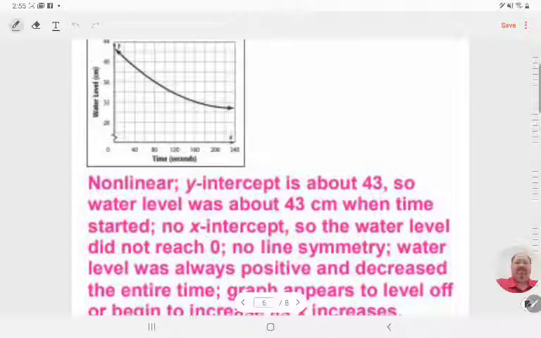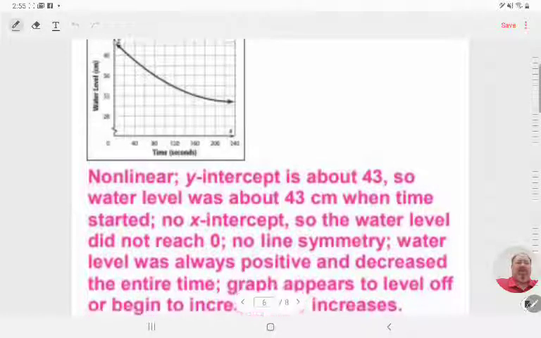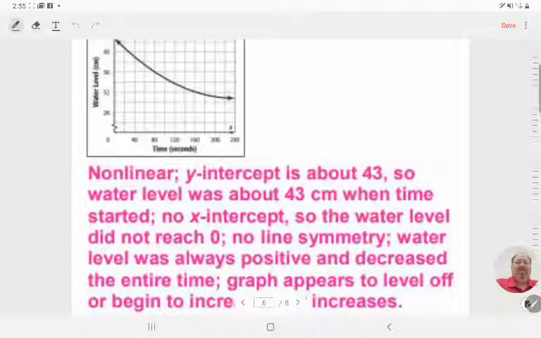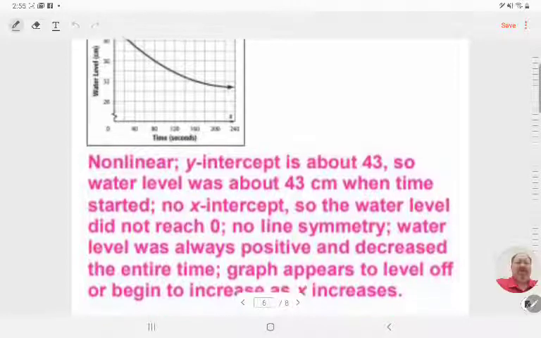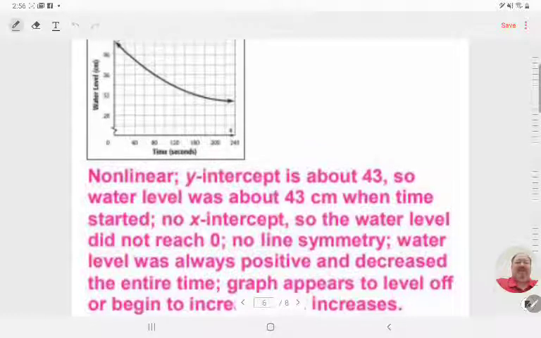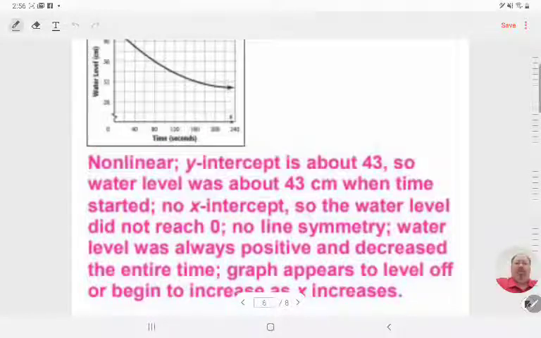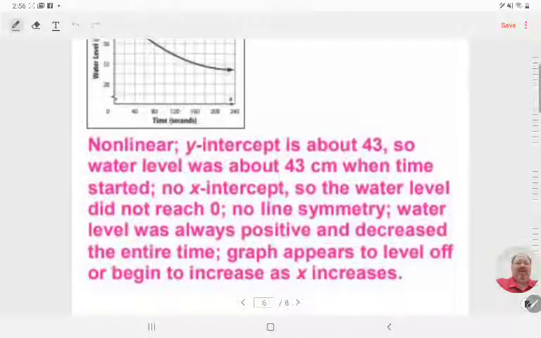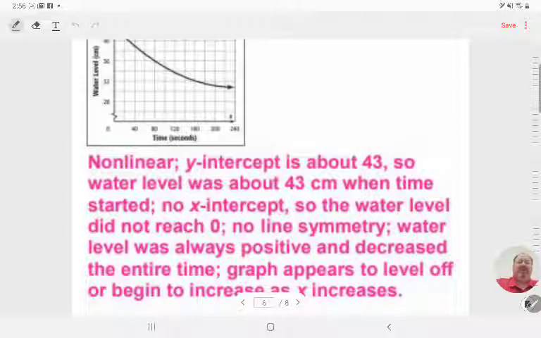There's no x-intercept because it does not touch or cross the x-axis. And if I wanted to explain what that meant, I could say the water level did not reach 0. There's no line symmetry. It's not a straight line. The water level is always positive because it's above the x-axis, and it's decreased the entire time, okay? And then I could say the graph appears to level off or begin to increase as x increases. So that tells me the end result.